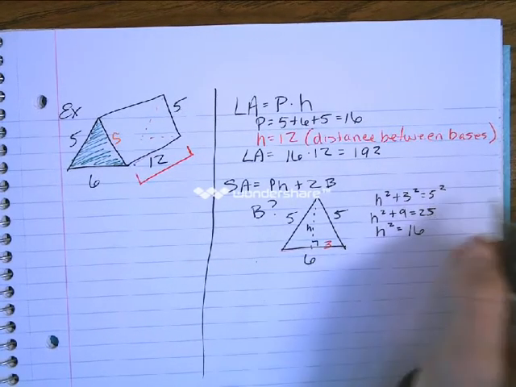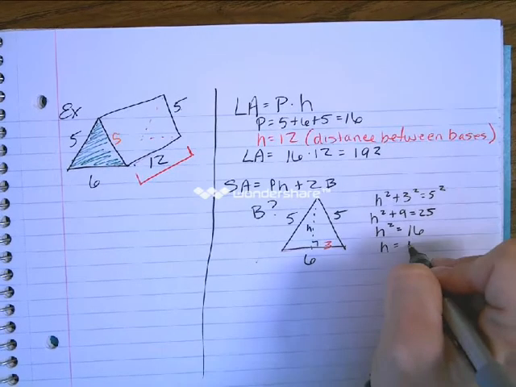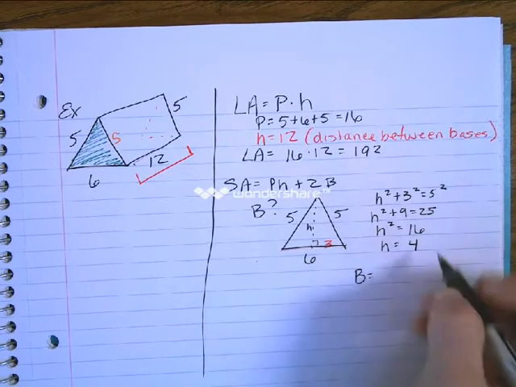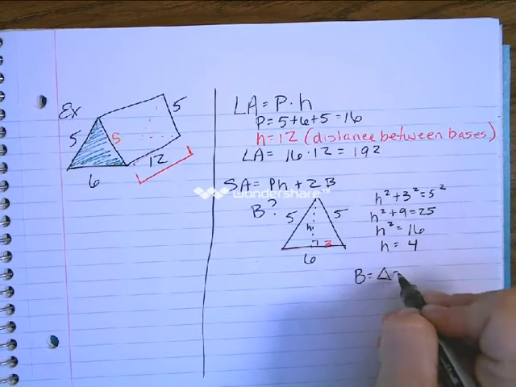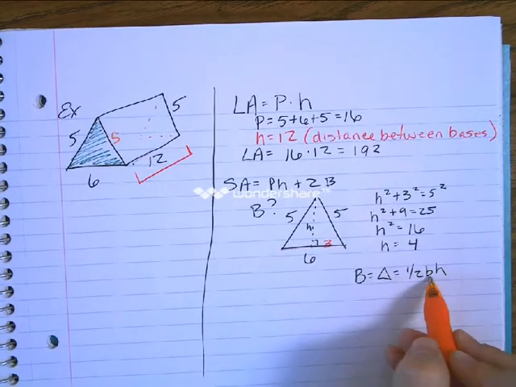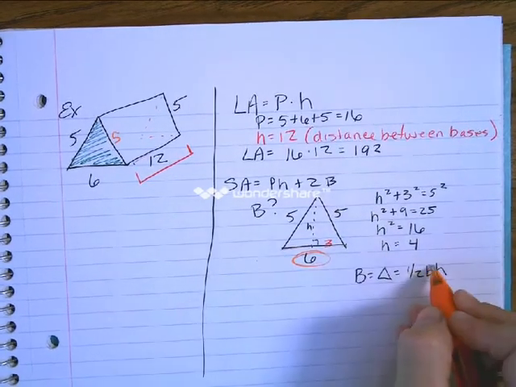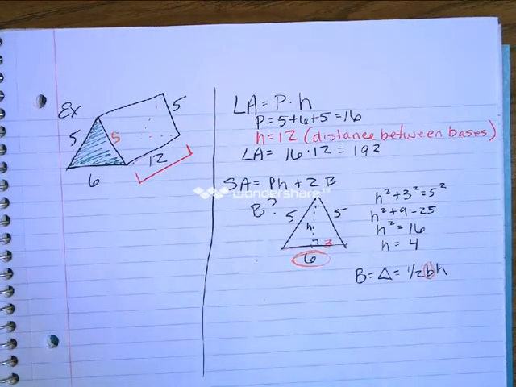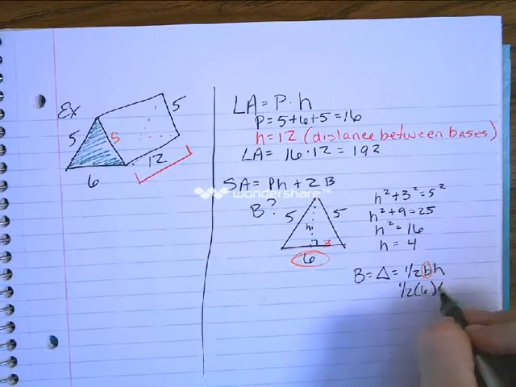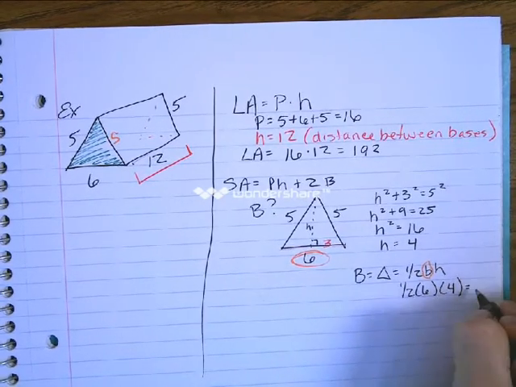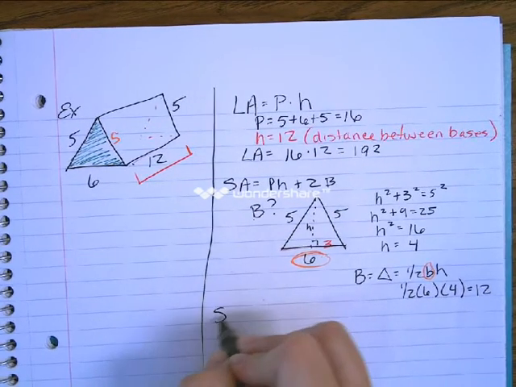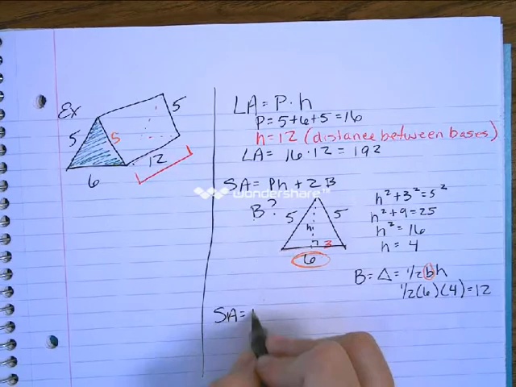So the big B, remember, is a triangle. So it's 1/2 base times height. Remember, your base of your triangle is 6, not 3. So 1/2 6 times 4, which is 12. So my big B is 12. So surface area equals P times H plus 2B. Again, my perimeter was 16. My H was 12.